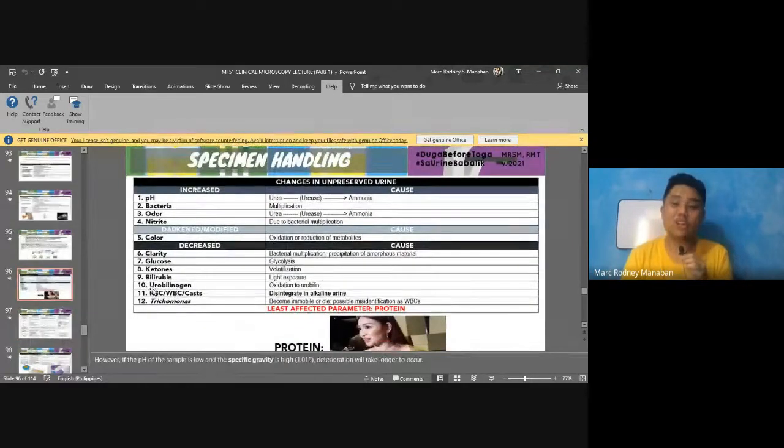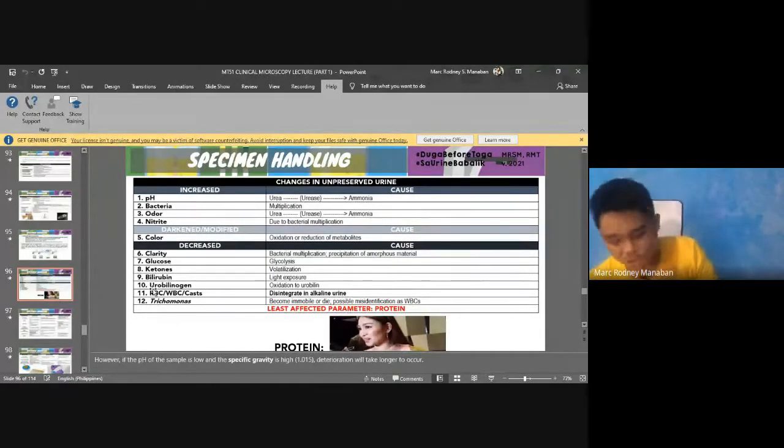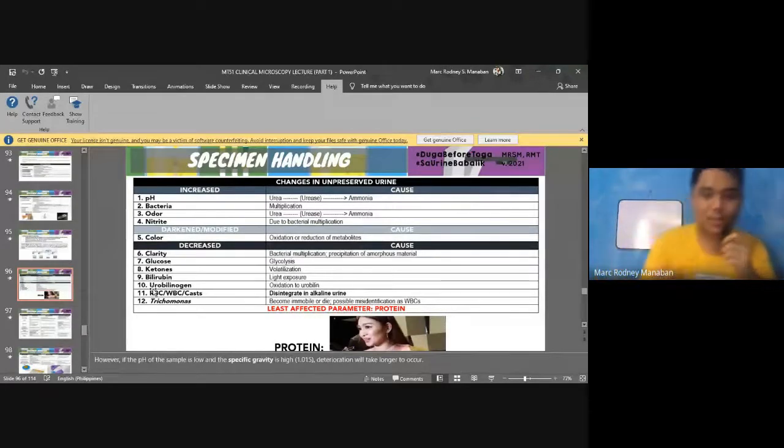Now we go to the different changes in unpreserved urine. Which ones increased, which decreased, and which darkened or were modified. So, of course, take note, dears, to make life easy, which ones increased. And we have a mnemonic for that. Of course, my students already know this.